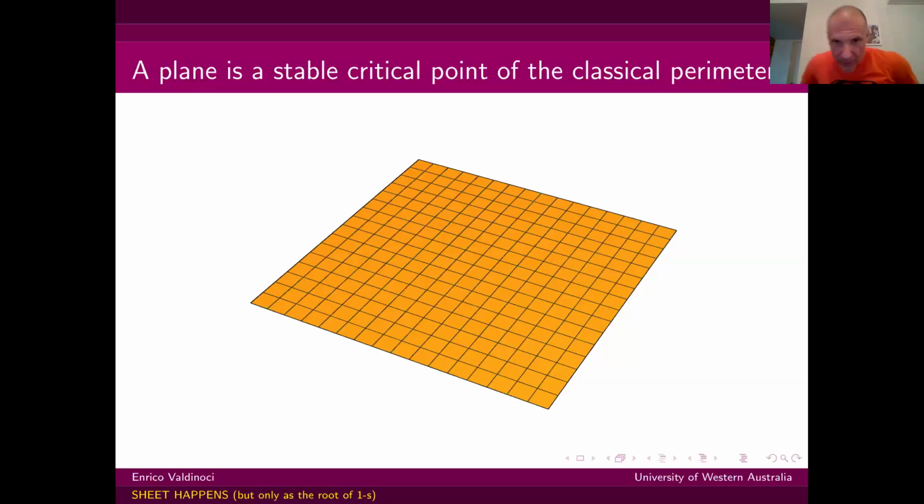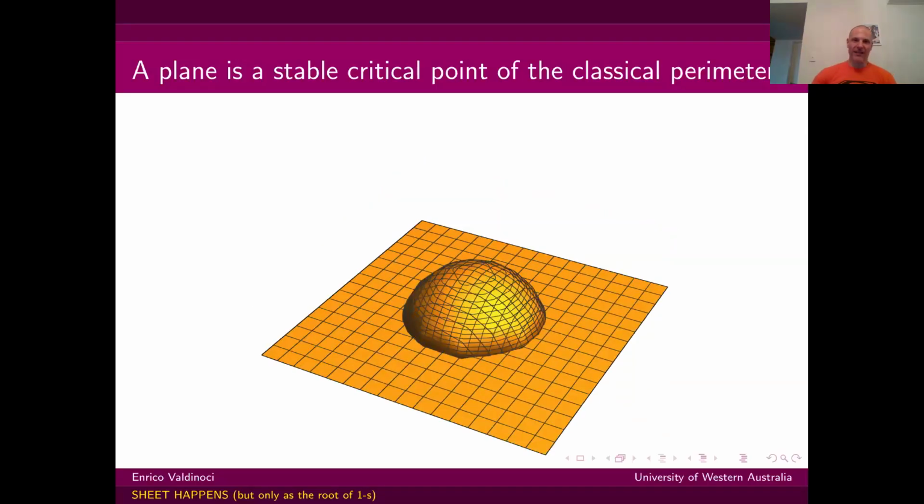So for instance, what I'm drawing now is a plane. Now a plane is a minimizer, so it's a stable point of the classical perimeter. But let me show that a plane is a minimizer. Well, I can just take any portion of the surface of the plane and modify it with a normal perturbation. Of course I have increased the surface, and so this proves that the plane is a minimal surface.